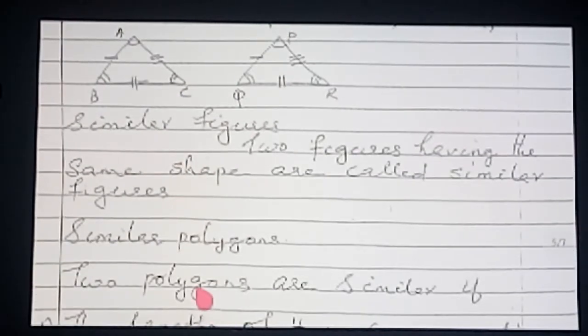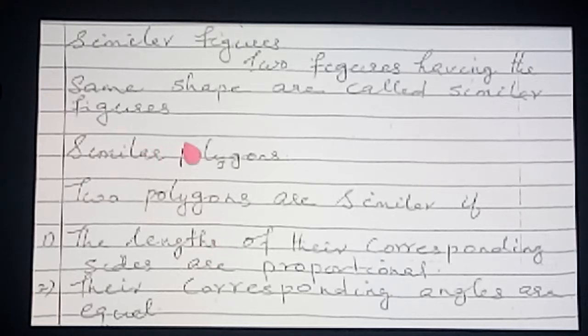Now, similar polygons. When can we say that two polygons are similar? Two polygons are similar if the lengths of the corresponding sides are in the same proportion and their corresponding angles are equal. Once more, repeat: two polygons are similar only if all the corresponding sides are in the same proportion and their corresponding angles are equal. Okay, we already saw this in the diagram.